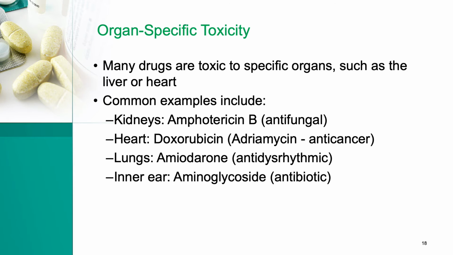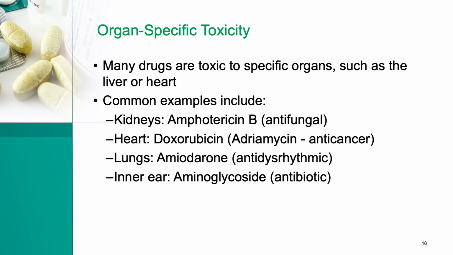Many drugs are toxic to specific organs, such as the liver or heart. Common examples include the kidneys, which may be affected by amphotericin B, an antifungal. Tubular damage is a well-known problem associated with amphotericin B, but acute renal failure is the most serious complication. The heart can be affected by doxorubicin, which is Adriamycin, an anti-cancer drug. It causes cardiomyopathy. I have had patients die from this.